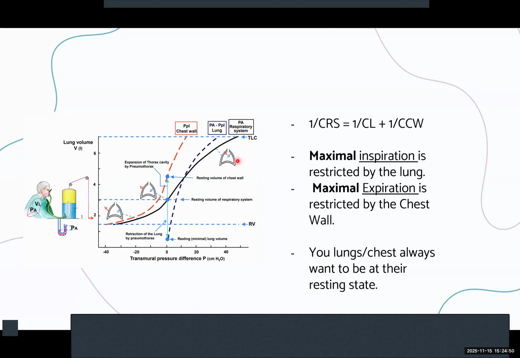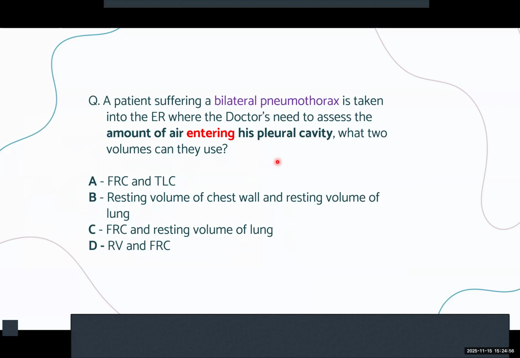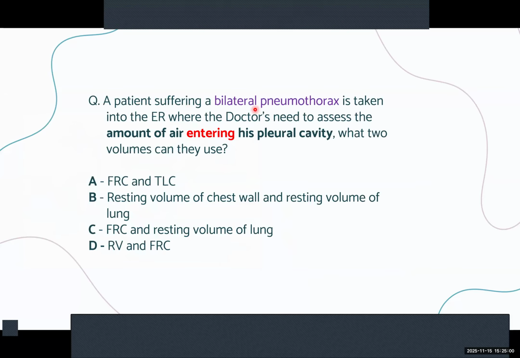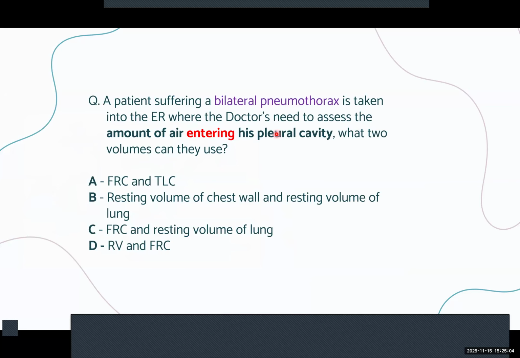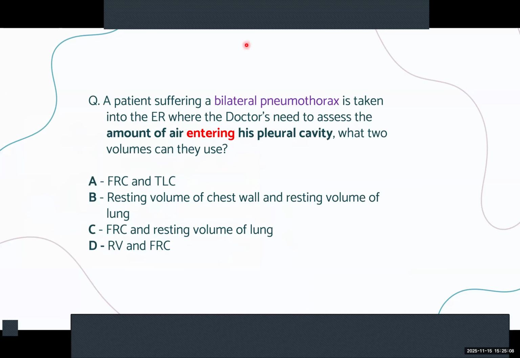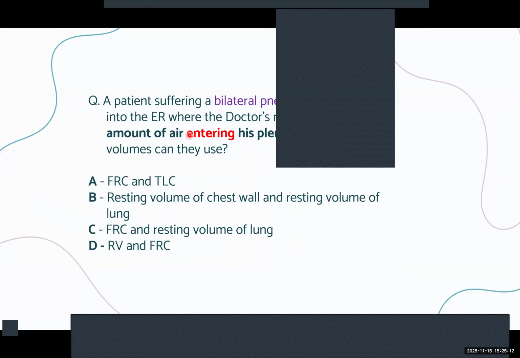This is also important to know because he can ask a question like this. I have a question about this later on, but I decided to explain a bit here and then a bit more in the next question. So this is the next question. A patient suffering a bilateral pneumothorax is taken into the ER where the doctors need to assess the amounts of air entering his pleural cavity. What two volumes can they use? B, yes, all of you are correct. MashaAllah, the answer is B.